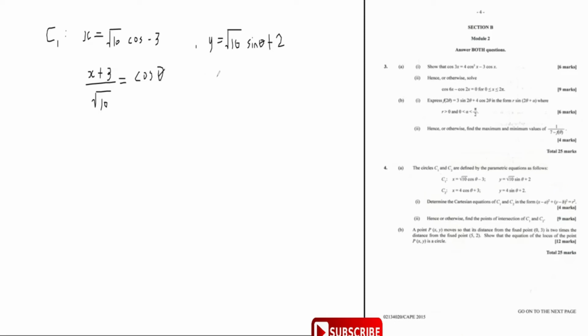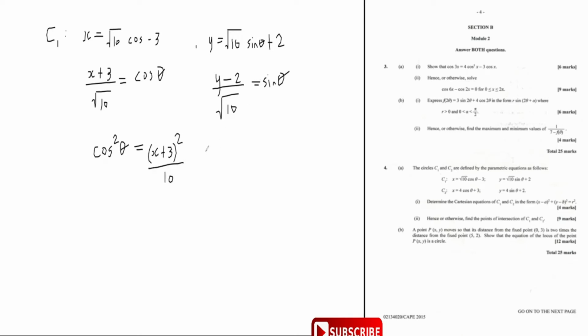Over here now, we subtract 2 from both sides to get y minus 2 divided by root 10, and that is equal to sine theta. Now that we have this, what do we do next? We square both sides. By squaring both sides, you get cos square theta is equal to x plus 3 all squared over root 10 squared, which is 10. So that's cos square theta.